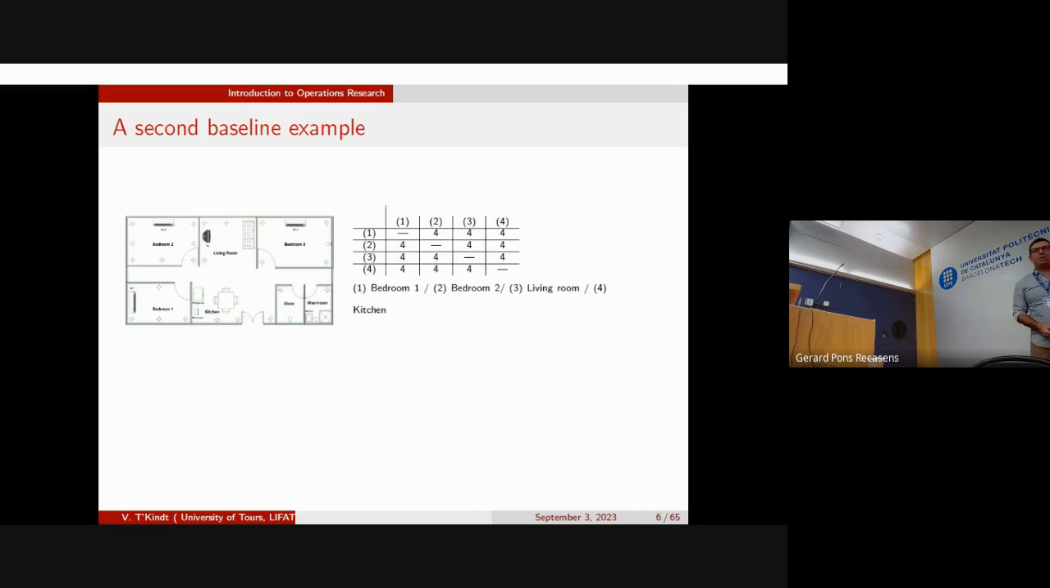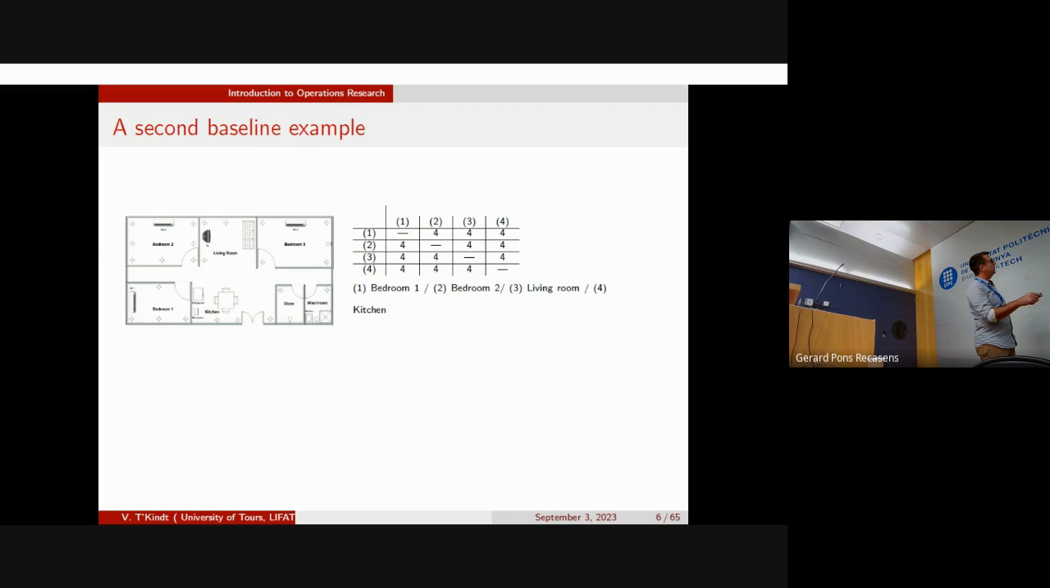Well, let's take another example. And this example occurs during the lockdown in 2020. So you're at home, and you have 2 bedrooms, 3 bedrooms in your big apartment or house, and 1 kitchen, 1 living room, 1 store, and 1 bathroom. And so here I denoted bedroom 1 by 1, bedroom 2 by 2, living room by 3, and kitchen by 4.